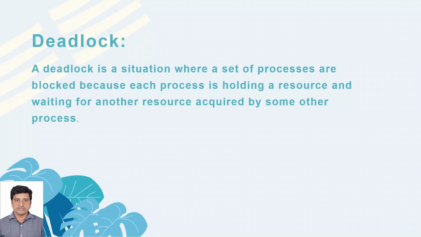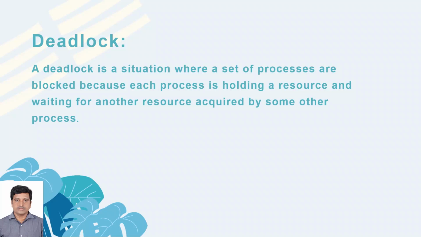So we need a synchronization tool. A process must request a resource before using it and must release the resource after using it. A process may request as many resources as it requires to carry out its designated task. Obviously, the number of resources requested may not exceed the total number of resources available in the system. In other words, a process cannot request 3 printers if the system has only 2. So now the deadlock happens.